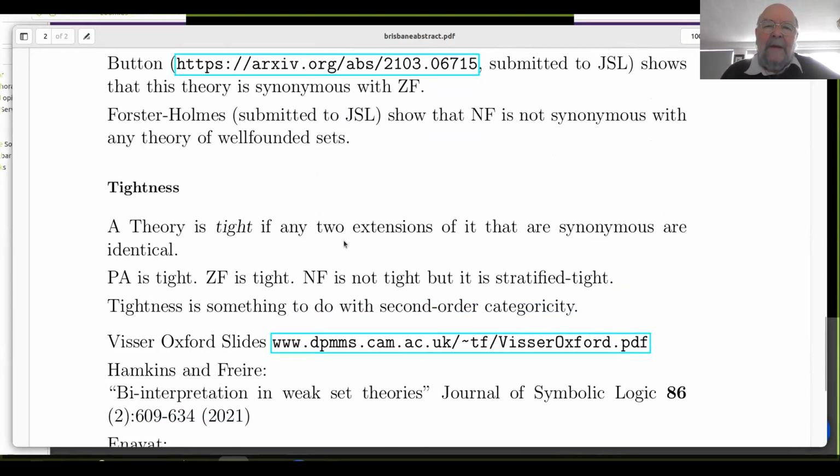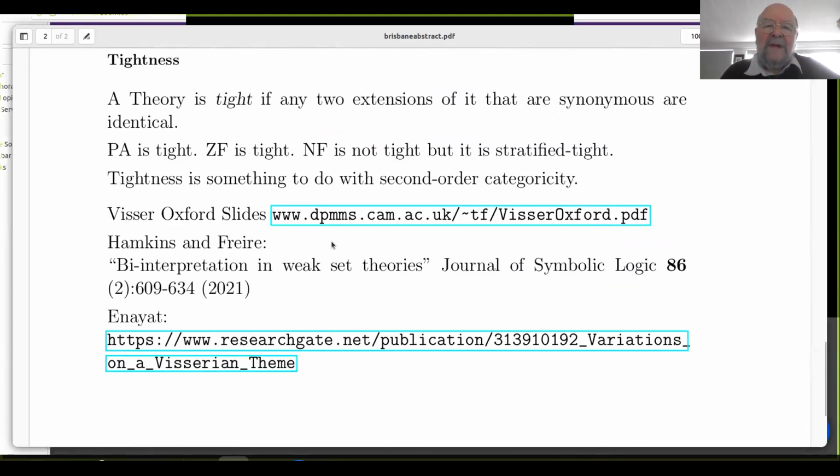Now, recently, as a result of my communication with these gentlemen, Ali Enayat and Albert Visser, I've been exposed to the idea of tightness. A theory is tight if any two extensions of it that are synonymous are identical. Peano arithmetic is tight. ZF is tight. NF is not tight, but it is stratified tight, by which I mean if I have two stratified theories that are extensions of NF that are synonymous, then they are identical.